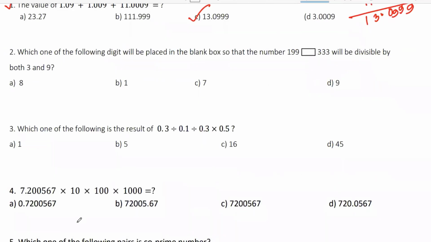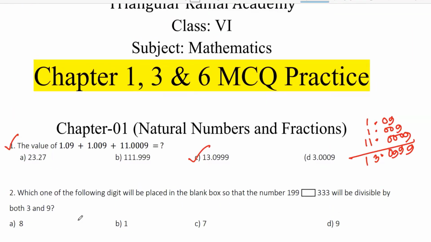Now let's see the next question, question number 2. Which one of the following digits will be placed in the blank box so that the number will be divisible by 3 and 9? We all know a number is divisible by 3 when the sum of all digits is divisible by 3. A number is divisible by 9 when the sum of all digits is divisible by 9. So here, the sum of all digits, 1 plus 9 plus 9 plus 3 plus 3 plus 3, is 28.